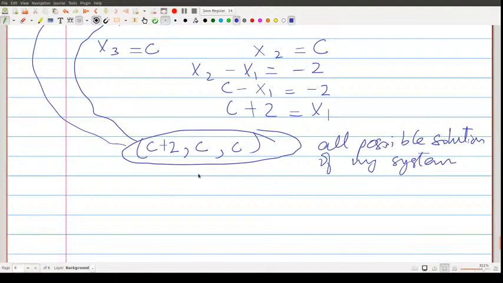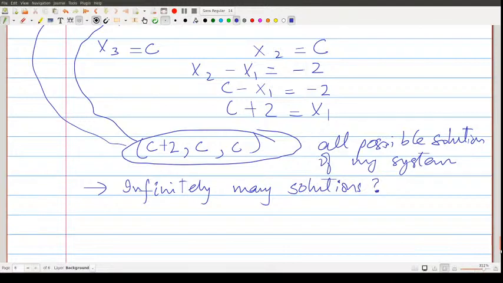But the idea is that I have given you a case in which you have multiple solutions, or actually not even multiple, there are infinitely many solutions. I can take C to be any real value, right? So I have infinitely many solutions. Now let's try to think about how that could happen, right? How is it that I'm getting infinitely many solutions?